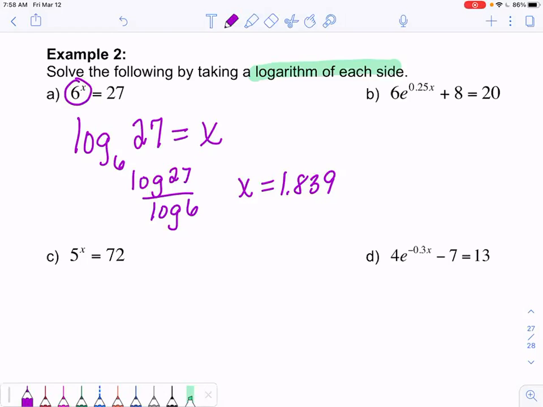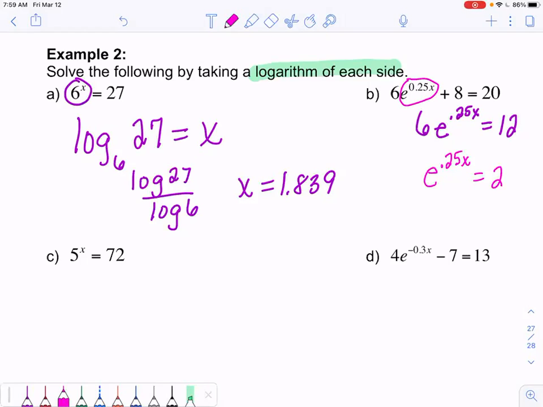Yeah, right, to get the 8 to the other side, because we have a like term with an 8 and a 20, they're both numbers. So 6e^0.25x equals 12. Ella, what else do you think you'd have to do? Divide by 6. So e to the 0.25x equals 2. We just isolated the exponent. So here's our exponent. We need to isolate that. It needs to be by itself.